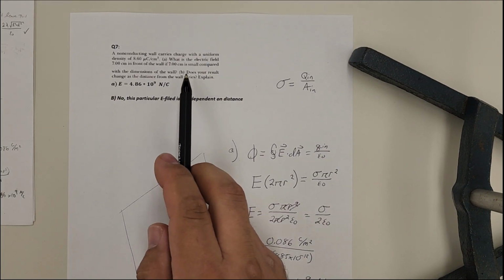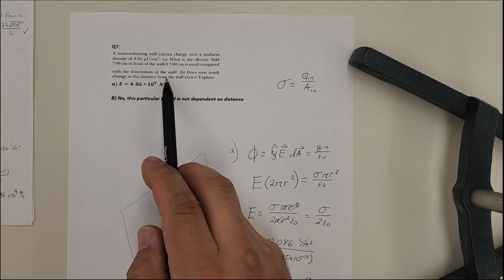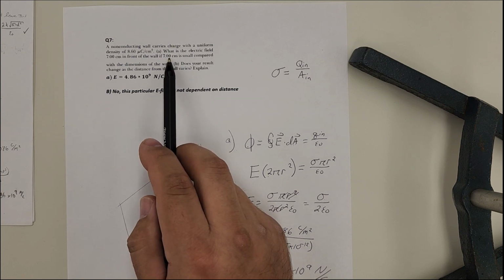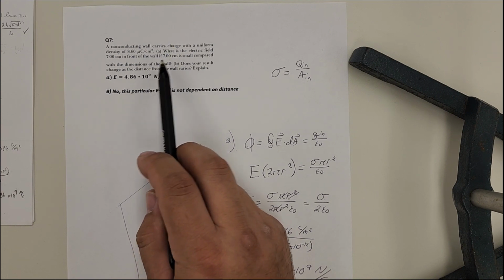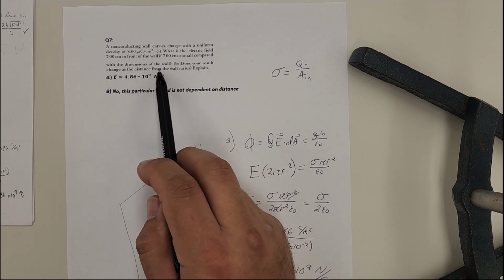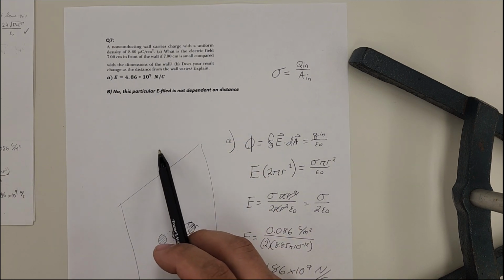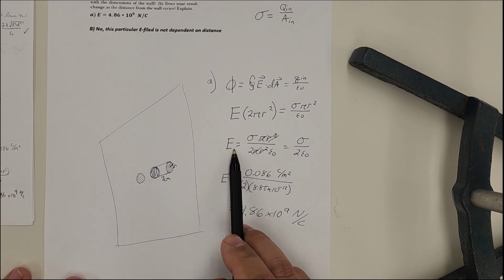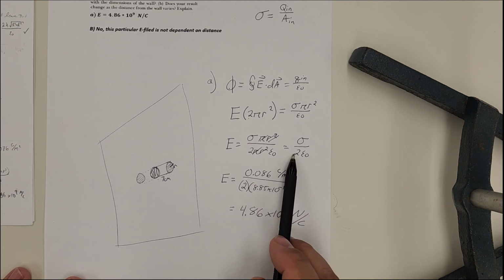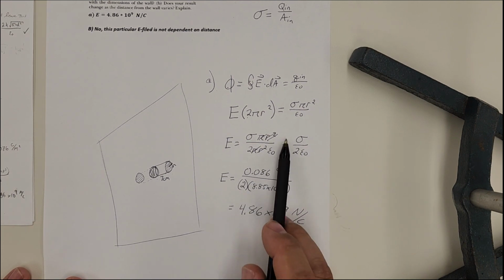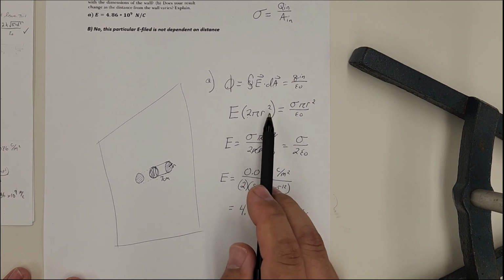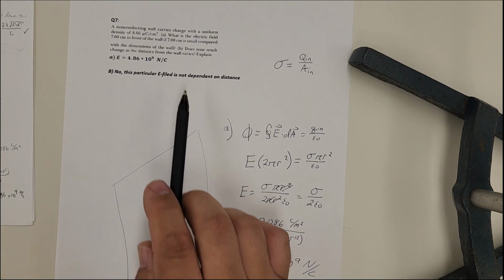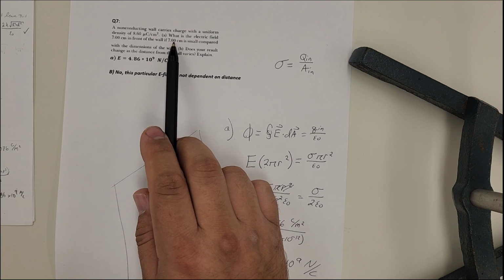Part B. Does your result change as the distance from the wall varies? So now instead of being 7 centimeters away, let's make it bigger, as long as the 7 centimeters is small compared to the dimensions of the wall. So instead of 7, let's make it 10. Here's the electric field, sigma over 2 epsilon naught. Distance never played a part in here. It actually got canceled out for our radius, but never in here did the distance from the wall matter. So changing this from 7 to 10 doesn't make any difference.